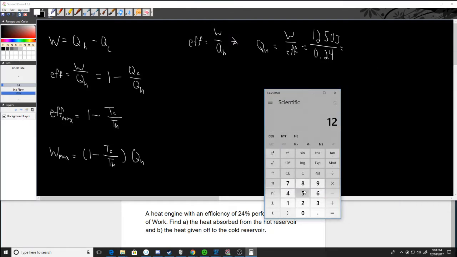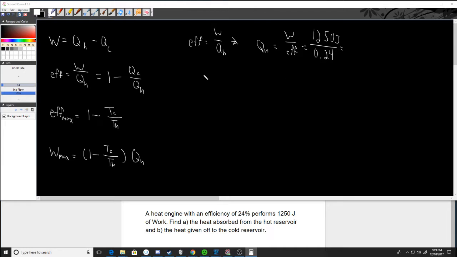So 1250 divided by 0.24. So 5,208, that's probably close enough. 5,208 joules of heat. That's how much is being absorbed from the hot reservoir. So now I have QH. So that's the answer to part A for this question.